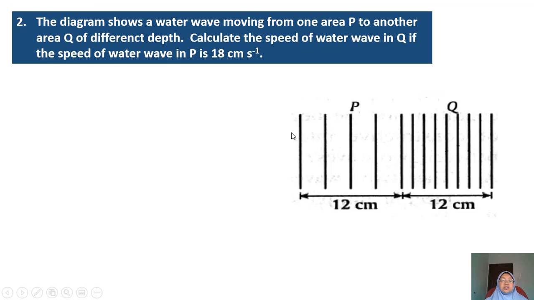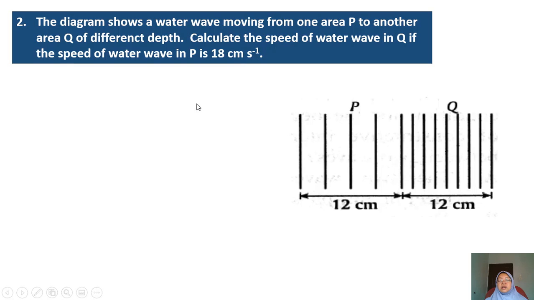Next question, we are given this diagram. The water wave moves from area P to Q, which have different depths. Calculate the speed. Which one is deeper? Here lambda is longer, so P is deeper, Q is shallower. Calculate the speed of water in Q. P is 18, so we do not know V; what we have to find is lambda. Lambda 1 is, this is 1 lambda, 2, 3, 4 lambda, so 12 divided by 4 is equal to 3 cm.